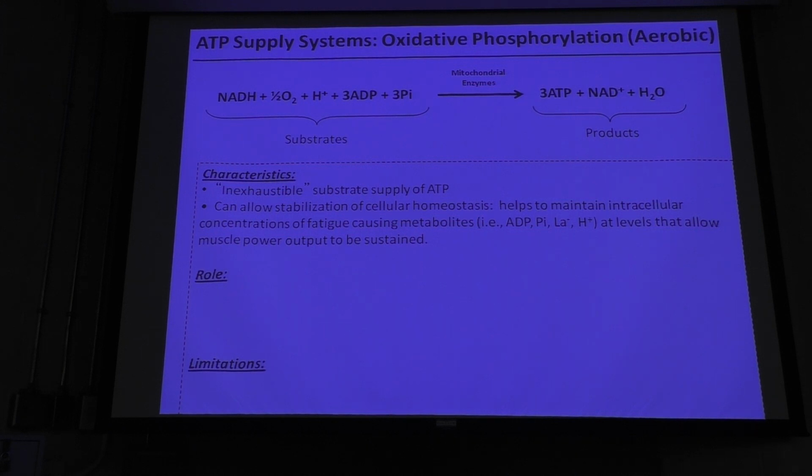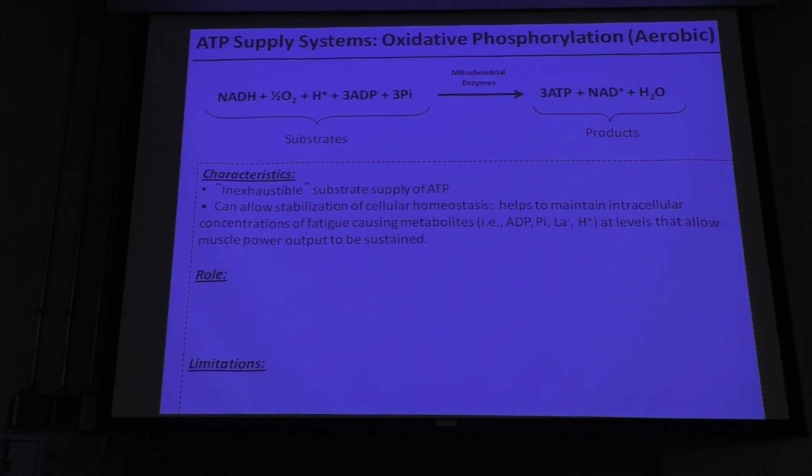Point is that you probably heard a lot about muscle acidosis and lactic acidosis being what causes fatigue. In fact, it seems to be that inorganic phosphate is the most important biochemical determinant of fatigue. And so trying to keep inorganic phosphate within narrow regulated levels seems to be very important in terms of preventing fatigue development. So again, you need to try to keep these metabolites in check and at low enough levels to allow muscle power output to be sustained.